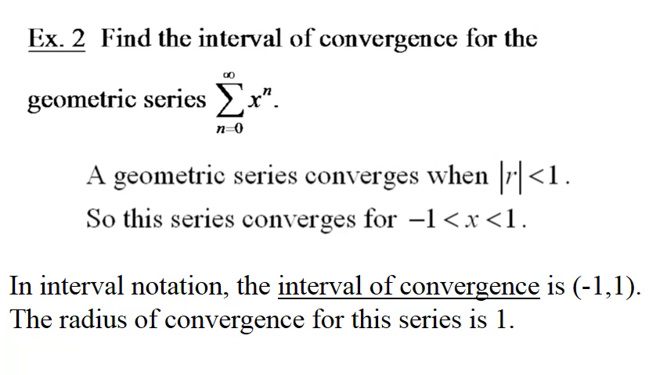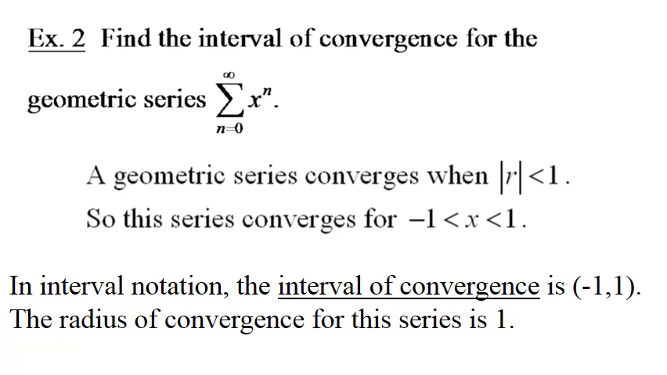This example refers back to our geometric series with first term 1 and common ratio x from example 1. Since the series converges when the absolute value of the common ratio is less than 1, the interval of convergence would be from -1 to 1. And the radius of convergence is 1 because the distance from the center to the edge of the interval is 1. This interval would not include 1 or -1.